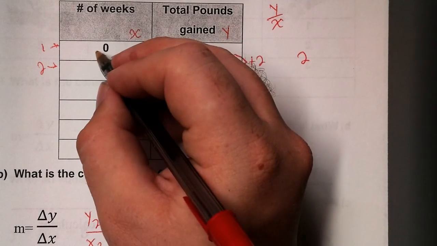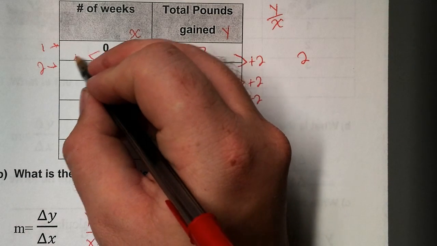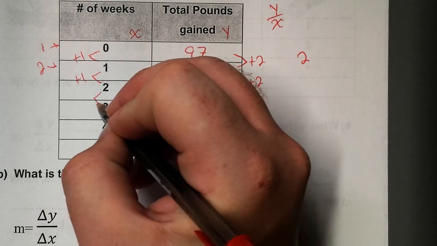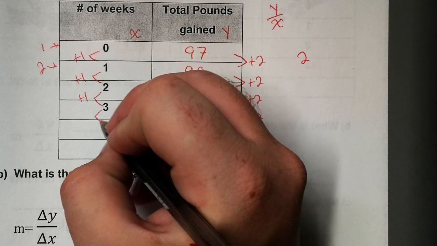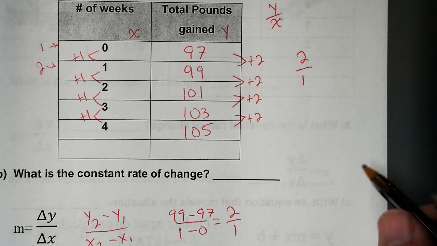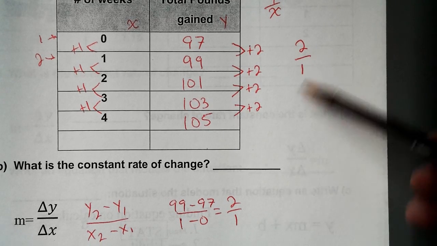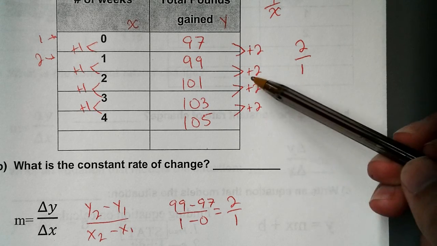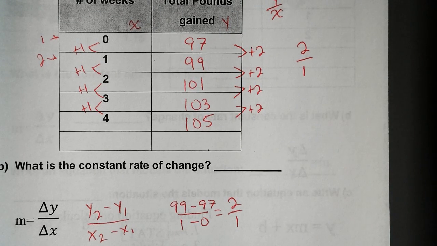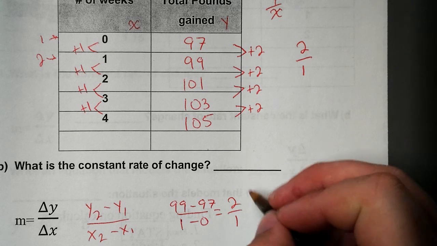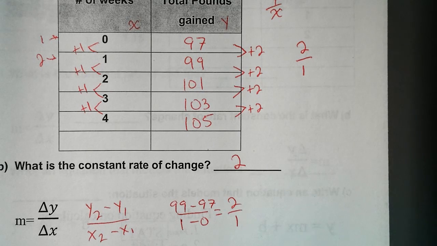Our x changing from here to here, this goes up 1. From here to here, it goes up 1. From here to here, it goes up 1. From 3 to 4, it goes up 1. So all my x's are changing by 1. You see how we get the same thing regardless of what we do? So you can use the table form and you can count, or you can use the formula we had from yesterday and you can find the rate of change. But the constant rate of change is 2 over 1. 2 divided by 1 simplifies down to just 2.